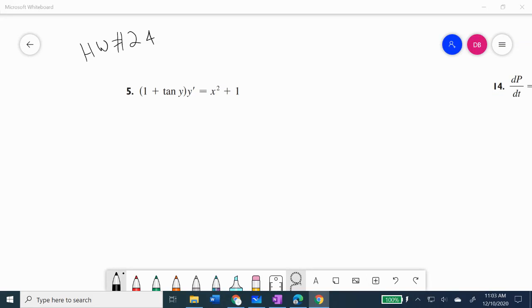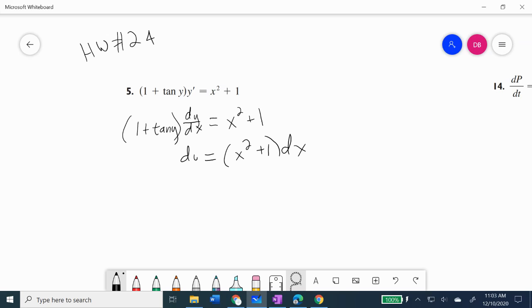Problem number 5. Y prime is referring specifically to dy/dx. To separate my variables, I'm going to first multiply the dx over to the right side. And now I already have anything with y with dy, anything with x multiplied by dx. I'm ready for integration.